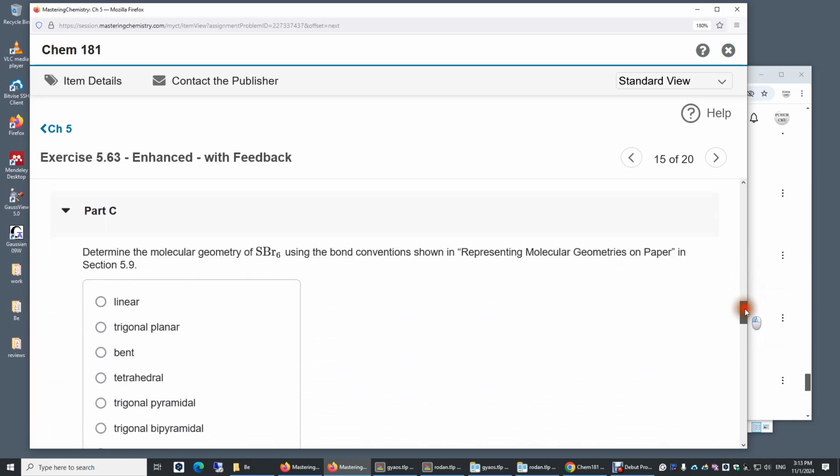Part C. Determine the molecular geometry of SBr6, sulfur hexabromide.